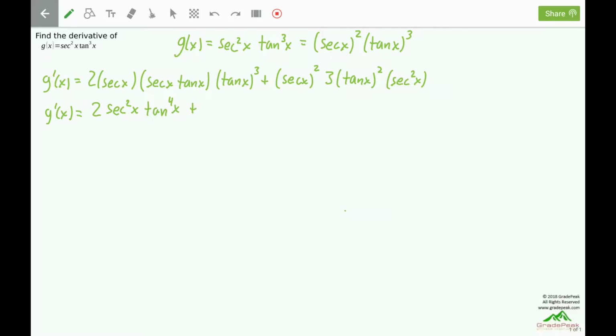In the next term, we have a constant 3 that can move to the front. We have a total of 2 secants and 2 more secants. Secant to the 4th when you add those exponents of x. And we have 2 tangents right there, so tangent squared of x.